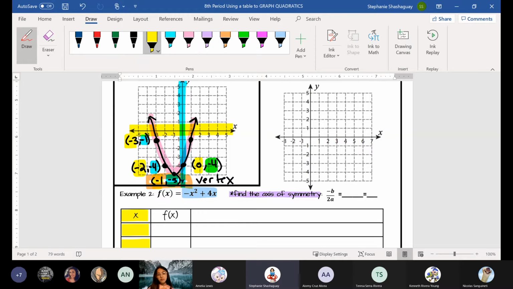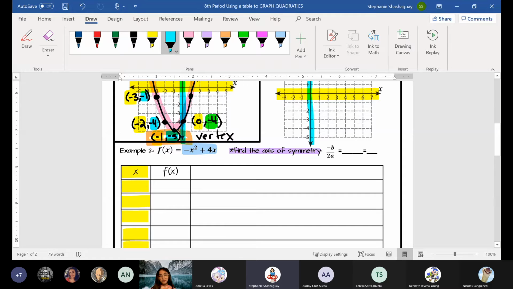I also want to consider the numbers on my table based on the graph that I have. So if I have a coordinate plane with my x-axis from -3 to +7, should I try to plug in an x value of 10? No, because it's not going to be on my graph. So I'm going to try to pick points for my x values that are going to be on my graph so that I can graph that parabola.